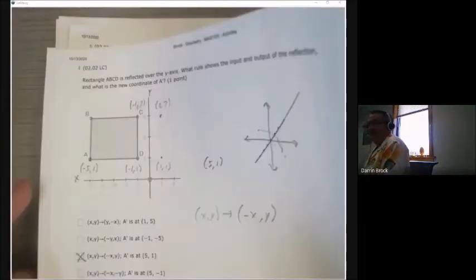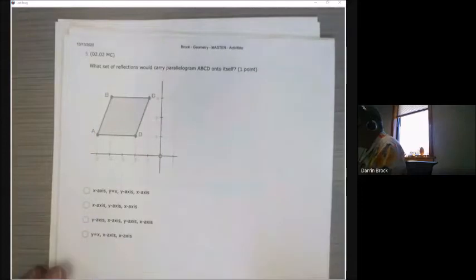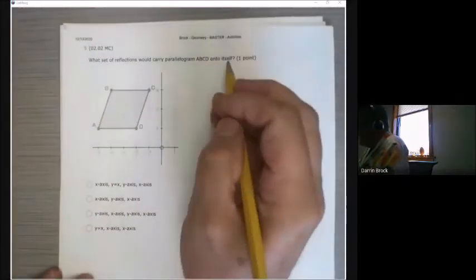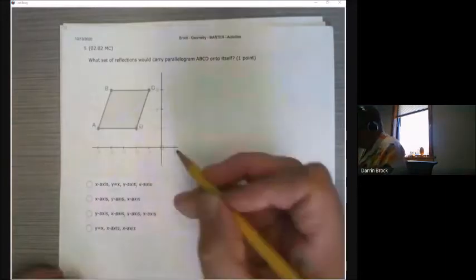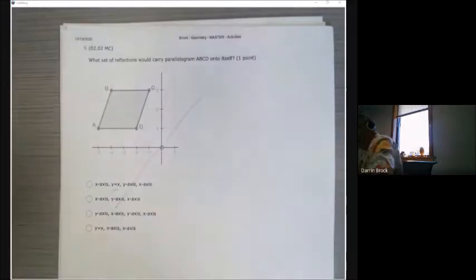Let's look at number 5. All right, which set of reflections would carry a parallelogram ABCD onto itself? Okay, and this has some of that y equals x stuff, which again is a diagonal line. So let me illustrate this, if you can't do it in your head.